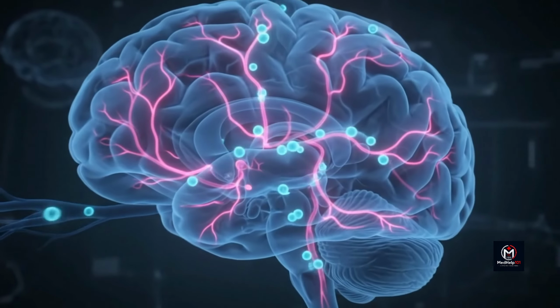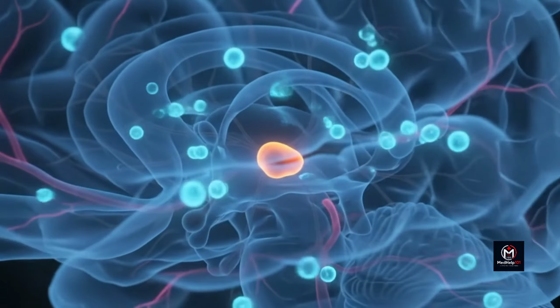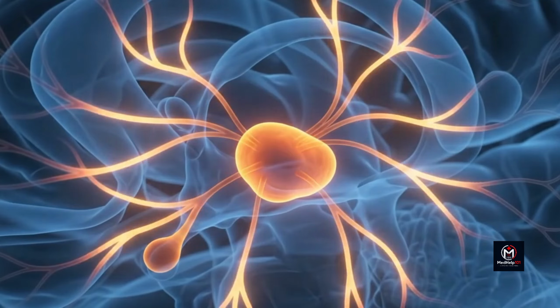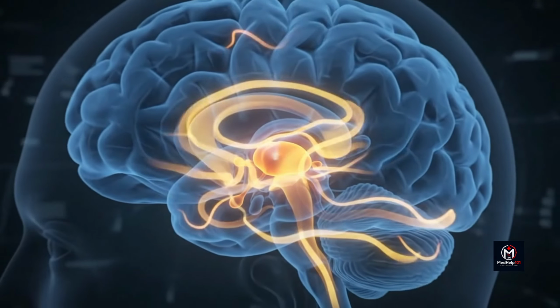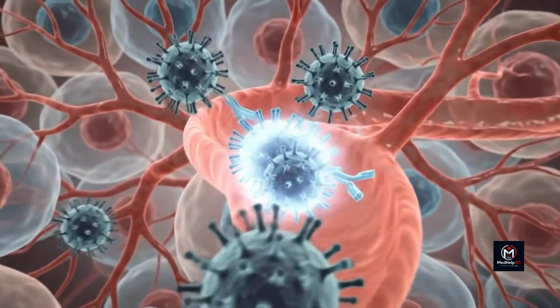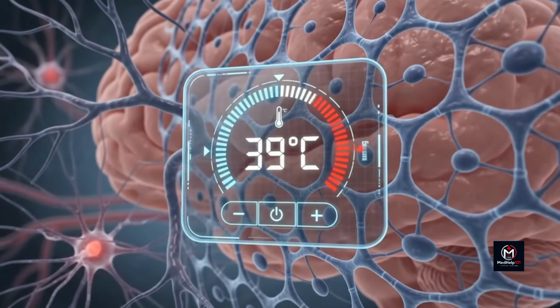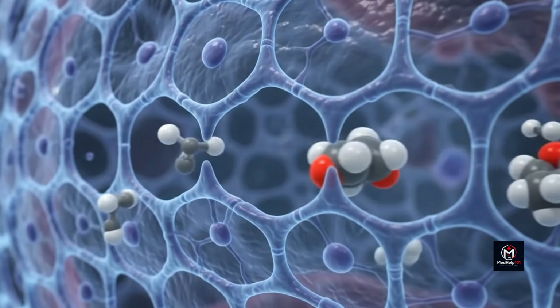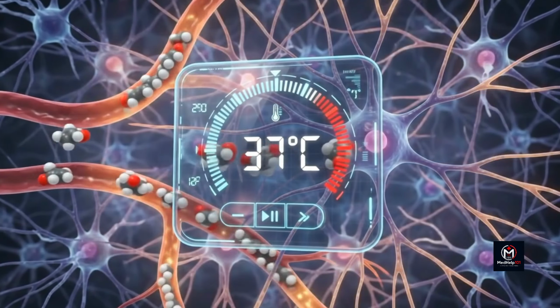Inside the brain, the medicine reaches pain processing centers. It also reaches the hypothalamus. This tiny region controls body temperature. When infection causes fever, your brain raises the body's temperature set point. Paracetamol helps return it toward normal.